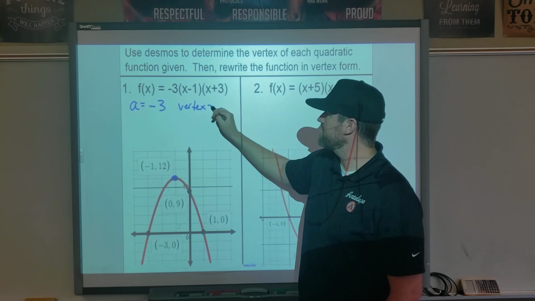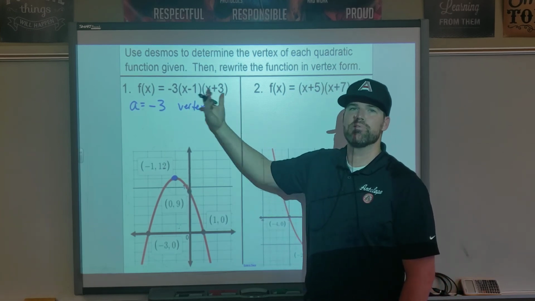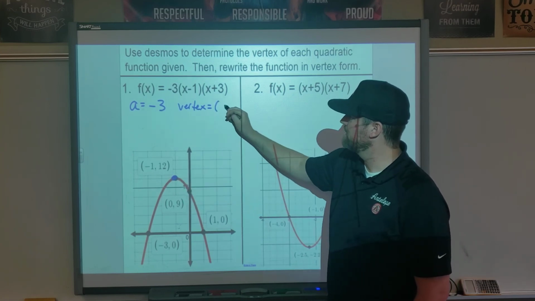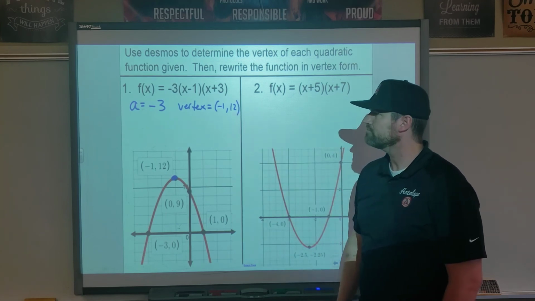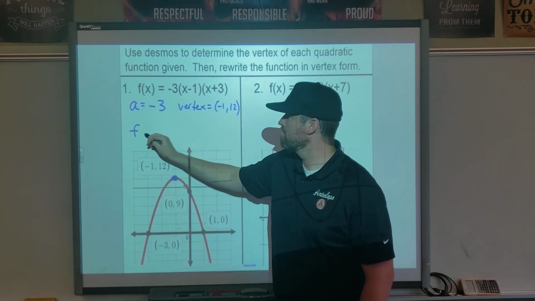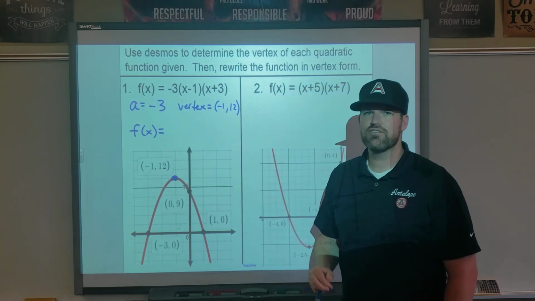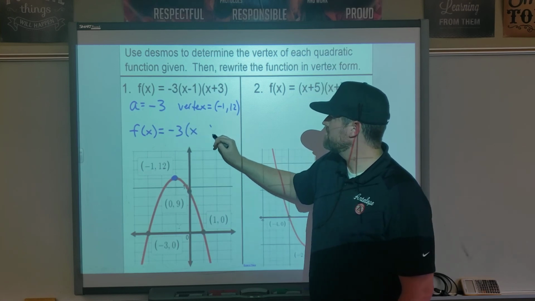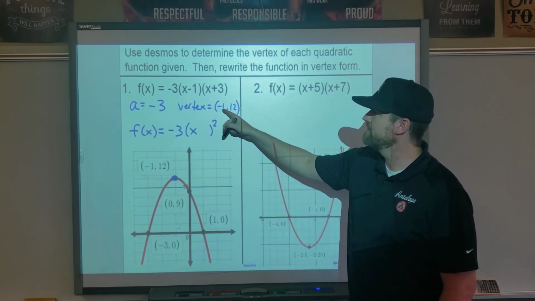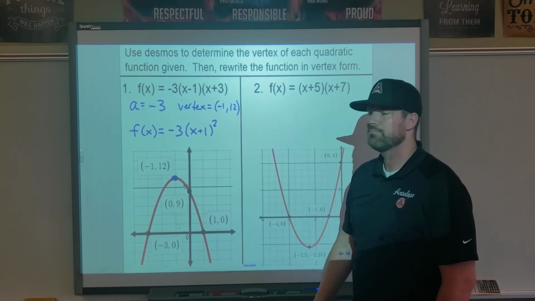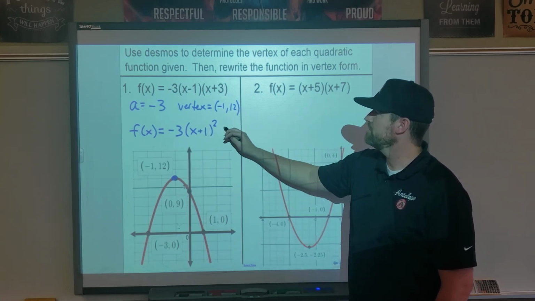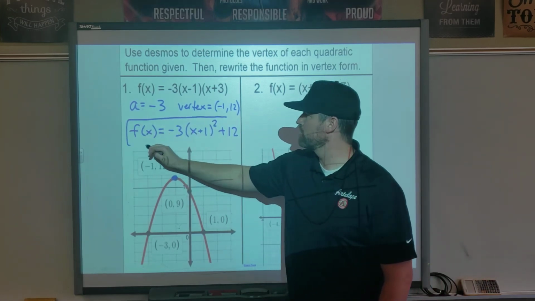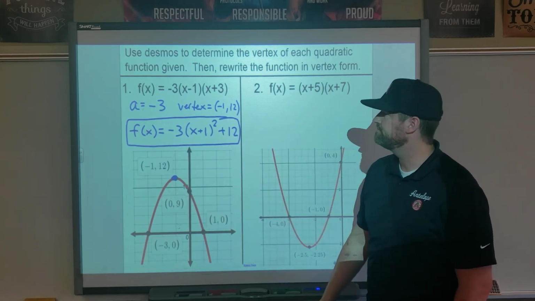My vertex, which last week we did teach you how to find the axis of symmetry and then plug that in to get the vertex. But because I was able to use the graph, I know my vertex is negative 1, 12. So to rewrite this in vertex form, what's going to go first? The negative 3. And then I have my parentheses squared. Since this is a negative 1, I'm going to put the opposite, positive 1. And then my y-coordinate always just goes at the end, plus 12. So this is the vertex form of this graph.